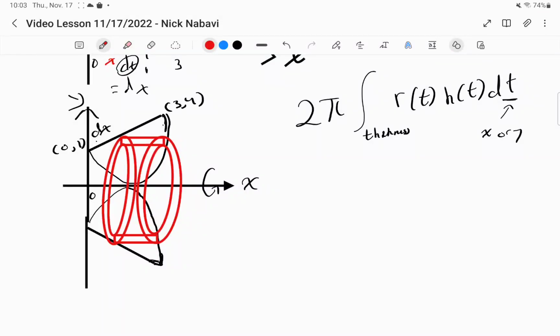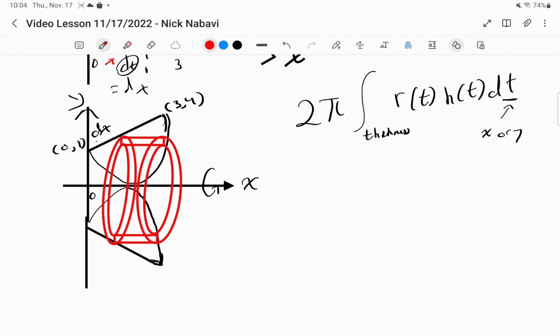Hey guys, so if you've seen the review video, this is going into a little bit more depth than what we covered in class. So now we're just rotating this shape over the x-axis instead of the y-axis. The same exact shape, same exact curves, y equals x plus 1 and y equals (x minus 1) squared.